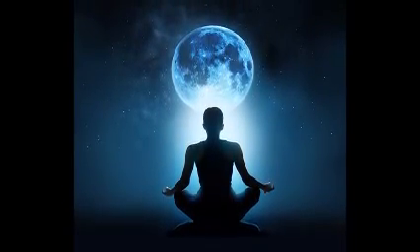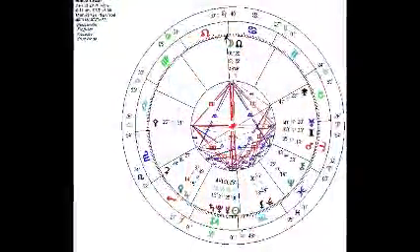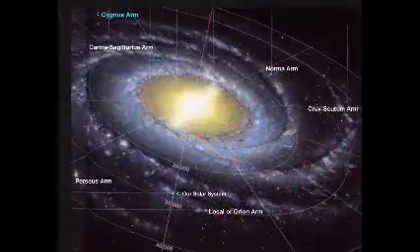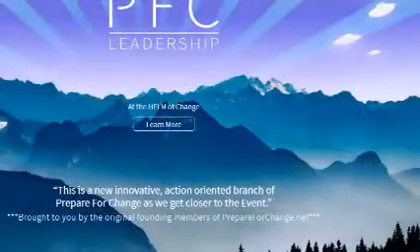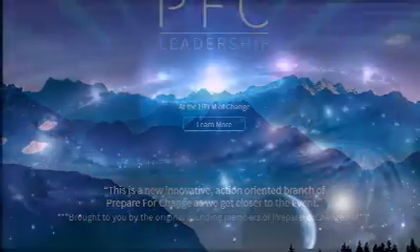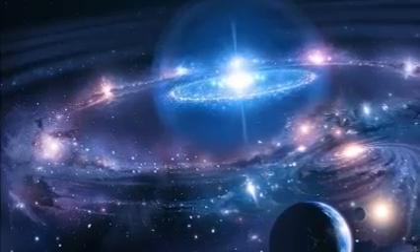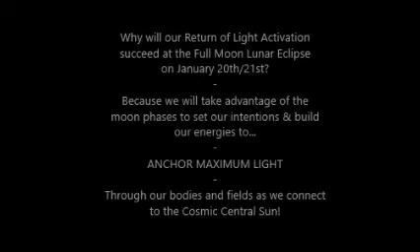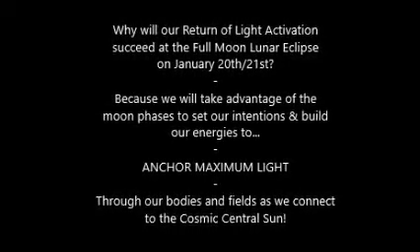We have Cobra's return of the light activation. I've got Cobra's page up here. So he's talking about the grand square, the powerful energies that are coming in at this point, and this grand square involves, it looks like, Uranus and an asteroid. I think it's Vesta.